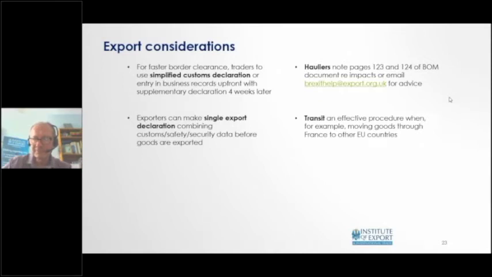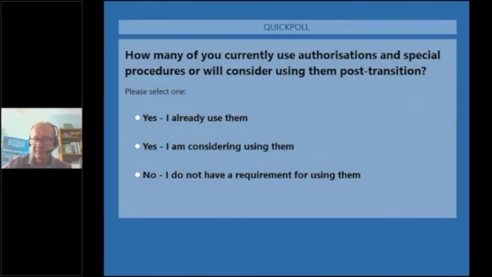I'm just going to launch the third poll now. This poll is asking you, how many of you currently use the authorizations and special procedures Kevin's mentioned, or will be considering using them post-transition? So these are things like warehousing, customs freight, special procedures, inward processing, and so on.